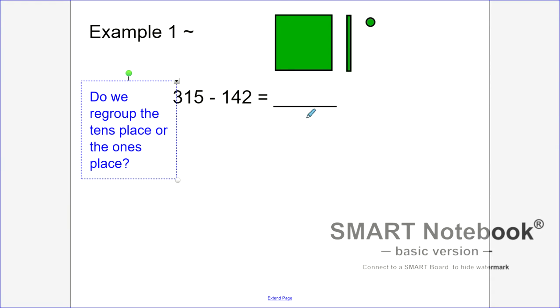Example 1 is 315 minus 142. So take a moment and think about whether we regroup the tens place or the ones place. Are we going to regroup the tens place or the ones place? If you haven't figured it out by now, let's go ahead and take a look at each of the digits.